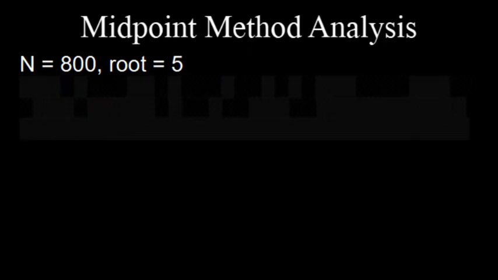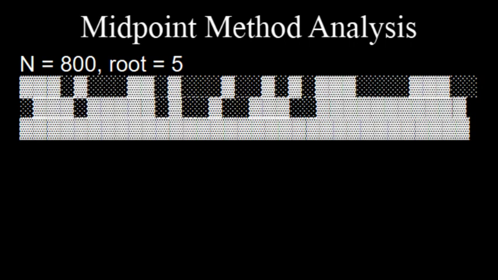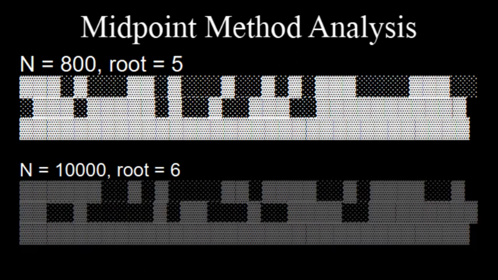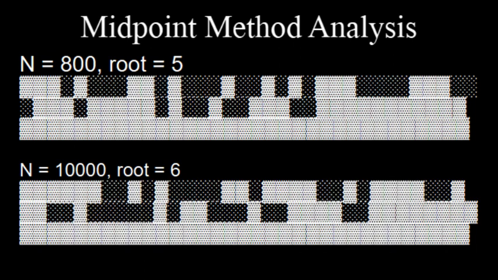Yes. Here are the results for the fifth root of 800 and the sixth root of 10,000. As you can see, there are more light rectangles. So there is a tendency to approach the root from the top, because roots become more precise than a number divided by 2.